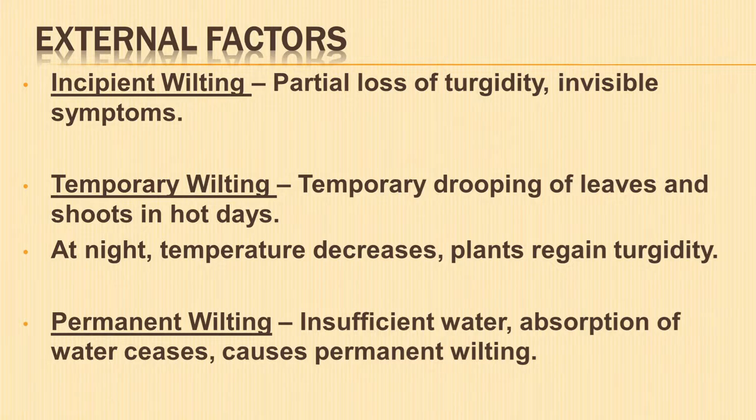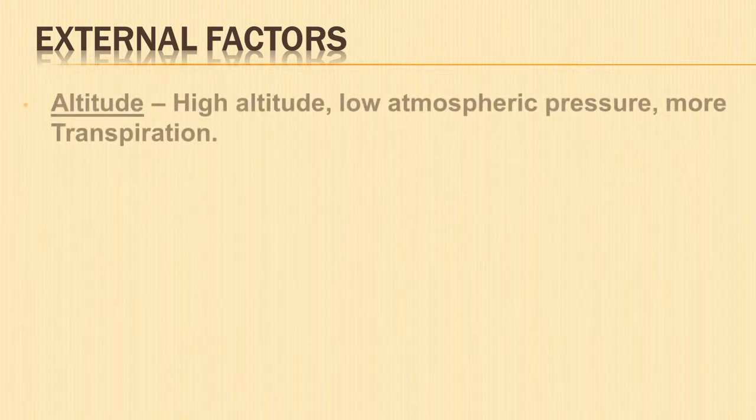Permanent wilting. When the plant cells do not get water from any source, the absorption of water ceases and the cells pass into a state of permanent wilting. These cells do not retain their normal state even after maintaining a suitable environmental condition.